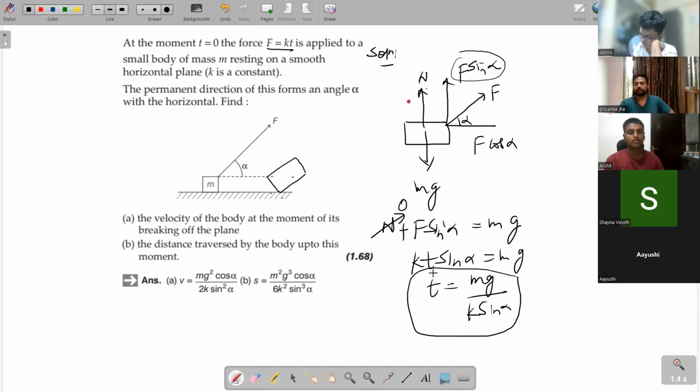The contact will be broken. Now you have to find, at this moment, suppose this is t now. When contact is broken, what would be the velocity of the block? Now you can see that force is dependent on time. So force will keep on varying. It means that if force varies, acceleration will vary. So acceleration is not constant, right?